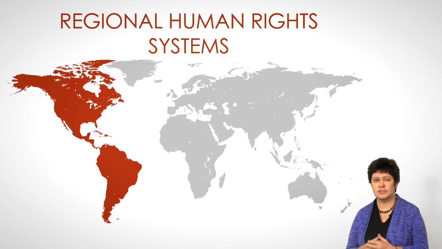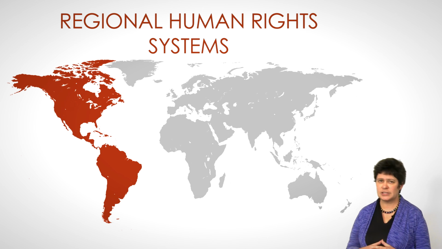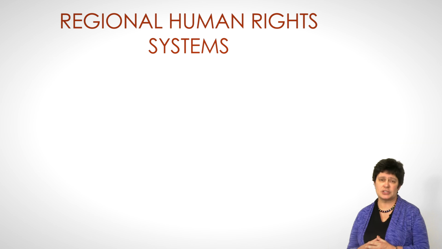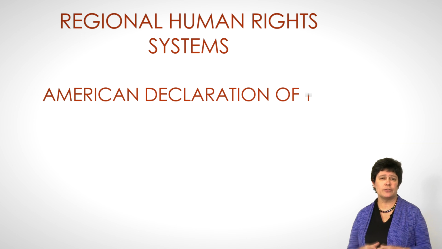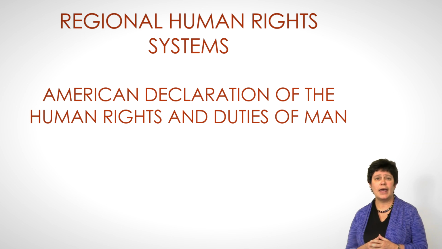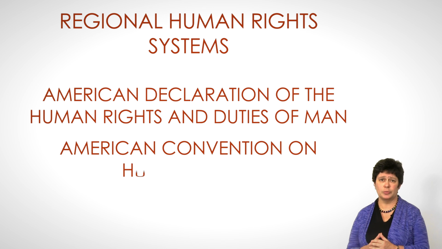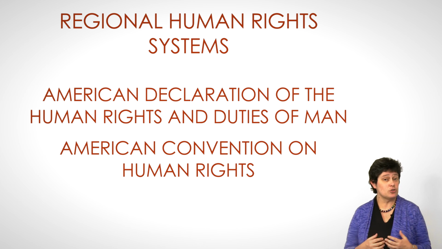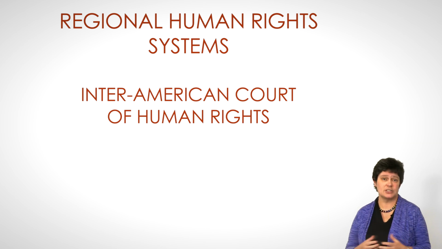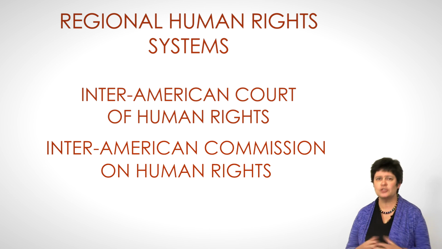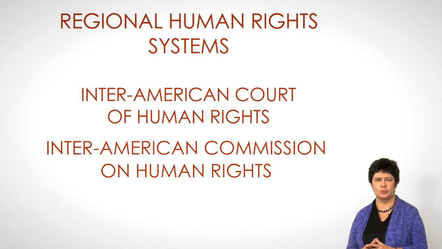An inter-American system exists under the auspices of the Organisation of American States. The key instruments are the American Declaration of the Rights and Duties of Man and an American Convention on Human Rights. There is an Inter-American Court on Human Rights which hears cases, and there is a quasi-judicial body, the Inter-American Commission on Human Rights, which hears cases and which also has other functions such as reporting on particular human rights issues.